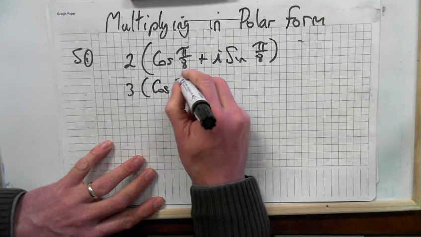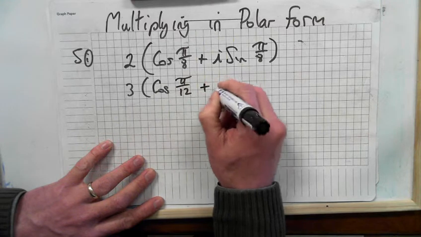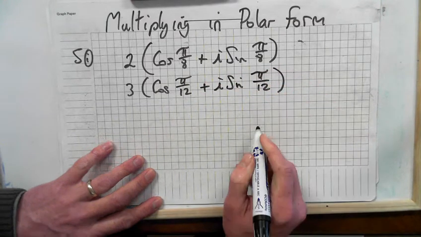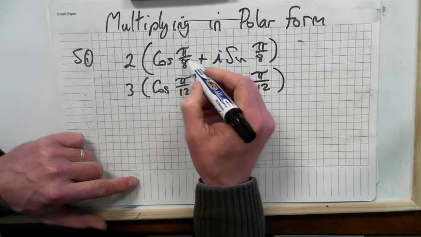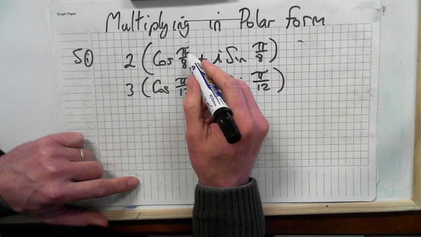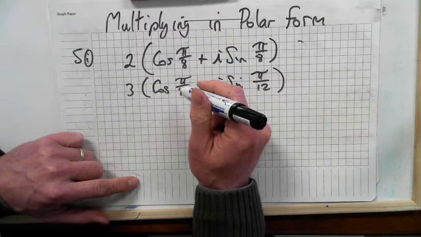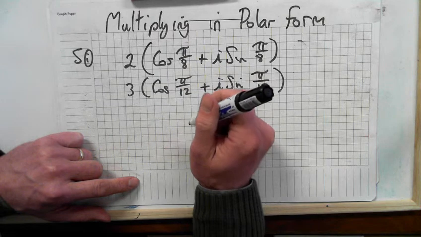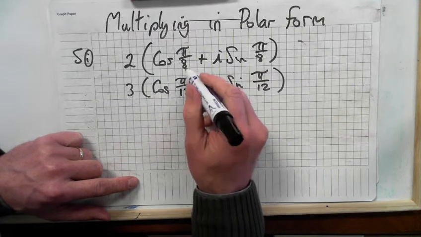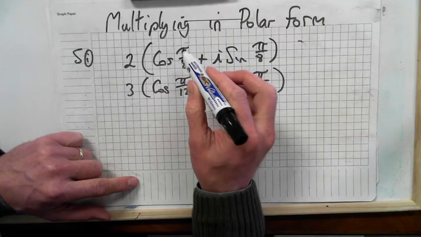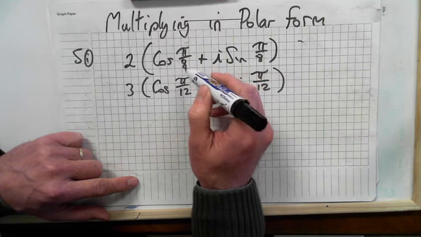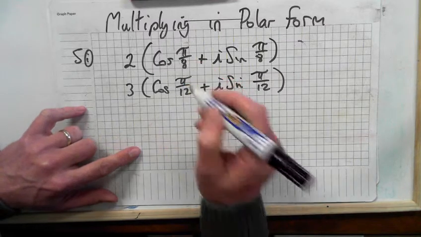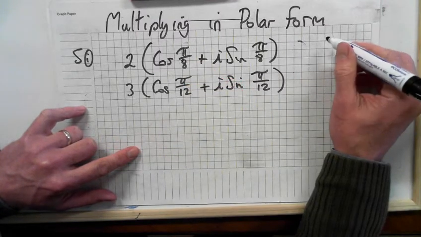What we'll do is pi over 12 plus I sine pi over 12. So what are you going to have to do with the pi over 8 and pi over 12? You'll have to find an LCM. No, not the highest common factor. Lowest common multiple. So what will 8 and 12 be? 24.